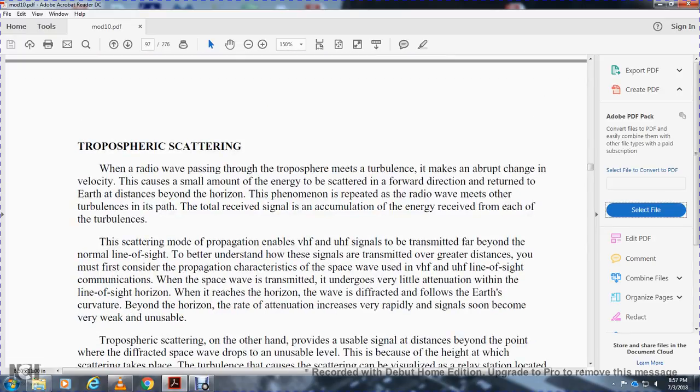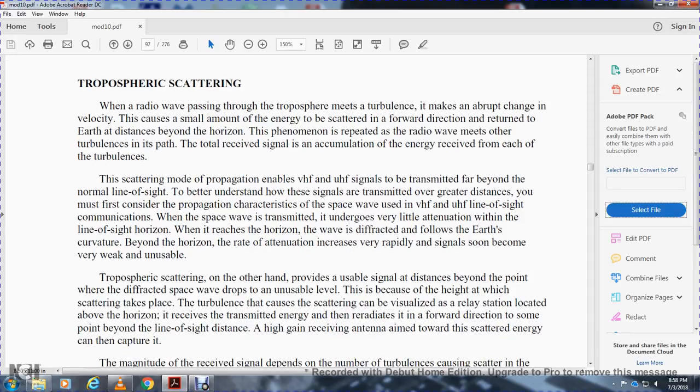Tropospheric scattering. When a radio wave passes through the troposphere and meets turbulence, an abrupt change in velocity causes a small amount of the energy to be scattered in the forward direction, returning to Earth at a distance beyond the horizon. The phenomenon is repeated when the radio wave meets other turbulence within its path. The total received signal is the accumulation of the energy received from each of these turbulences. This scattering mode of propagation enables VHF and UHF signals to be transmitted far beyond the normal line of sight.